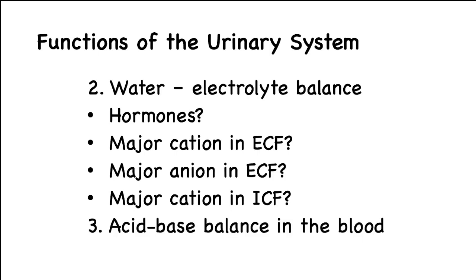A third function of the urinary system is to maintain an acid-base balance in the blood. In other words, to regulate or maintain your blood pH. Earlier this semester, we looked at how the respiratory system is involved in regulating your blood pH on a short-term basis. Recall that pH is related to carbon dioxide levels in your blood. By regulating your respiratory rate, you can regulate the partial pressure or concentration of carbon dioxide in your blood.